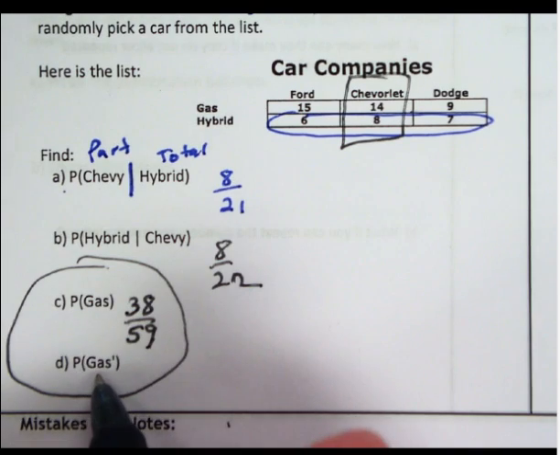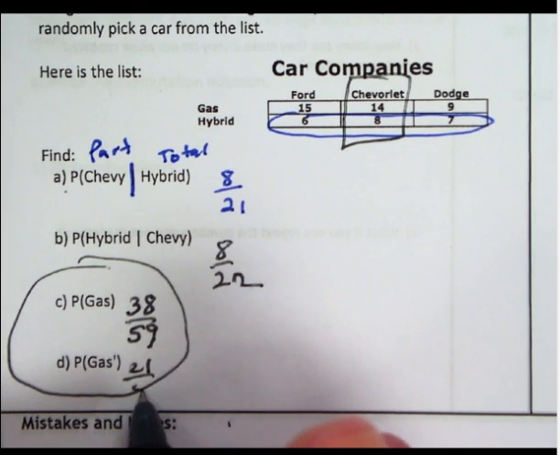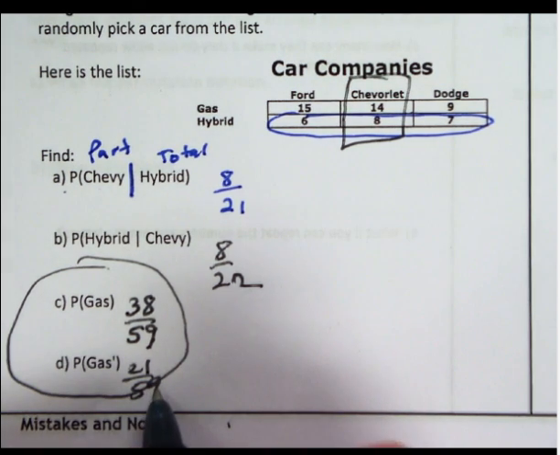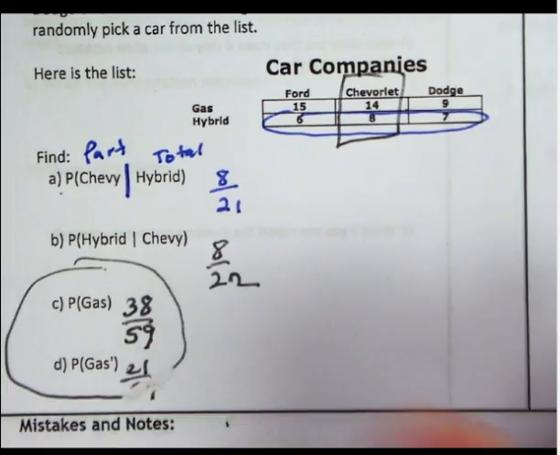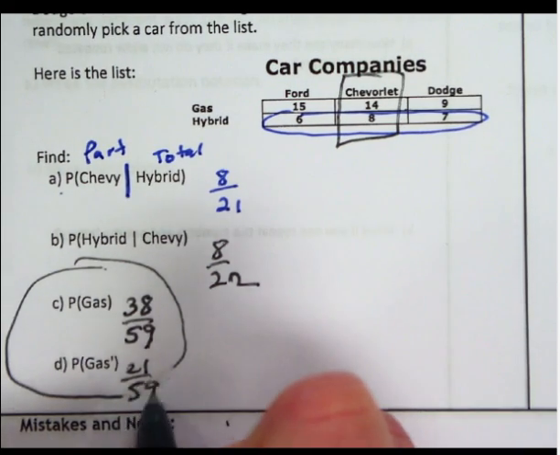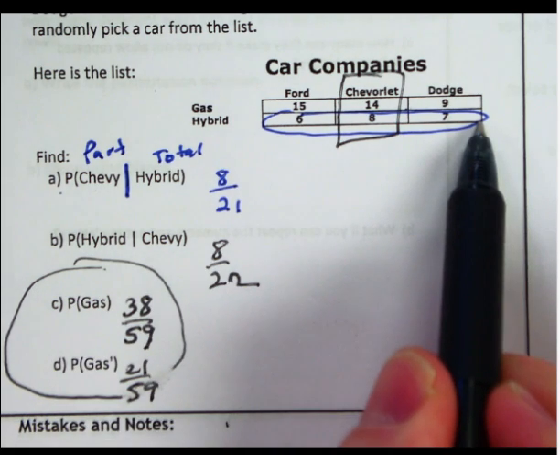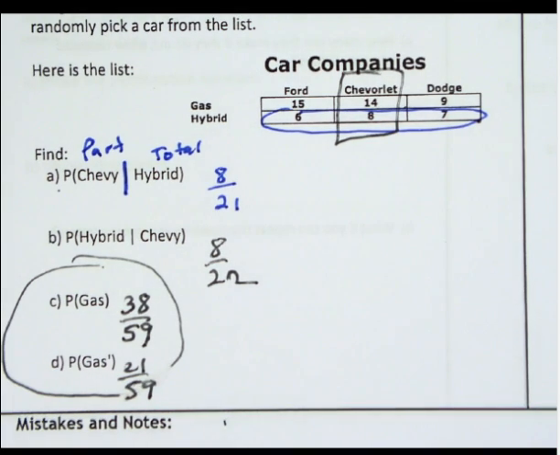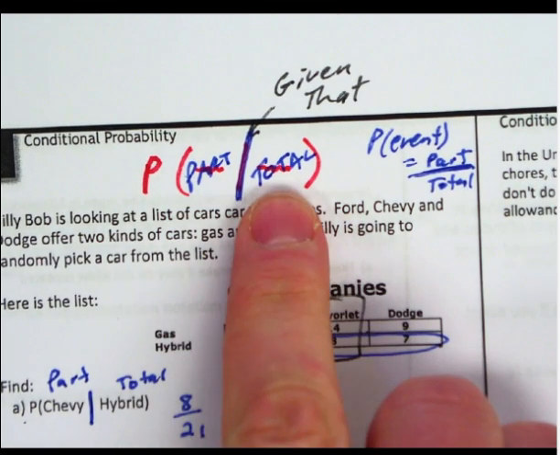The part that's not gas then is everything else that gets you to 59. 38 plus 21 makes 59, so the not gases would be 21 out of 59 if you wanted to think of it that way. This number down here, of course, is 59, and that's not a big deal. I mean, just not gas. Or you could add up all the hybrids, you get 21. Those are not gas, and the total number is 59. The key idea, realistically, is to remember conditional probability. This is your part, this is your new total.